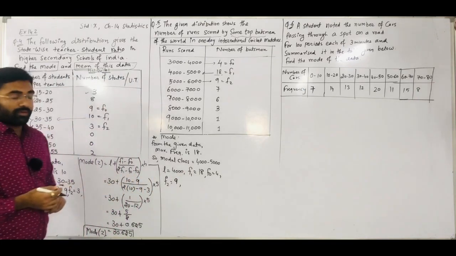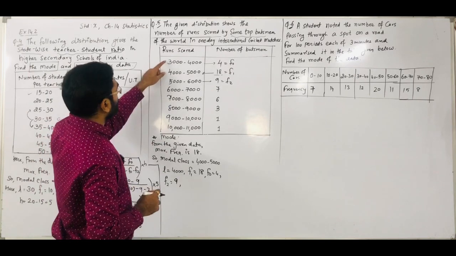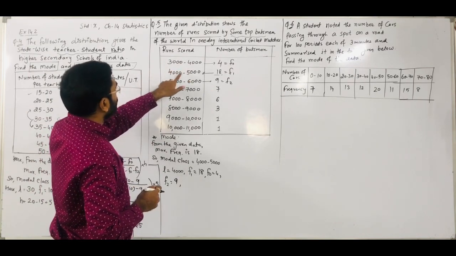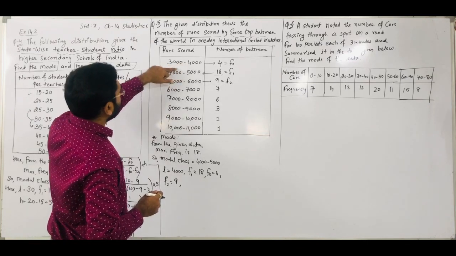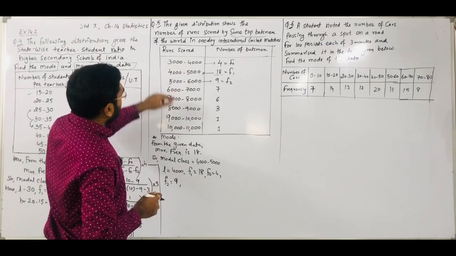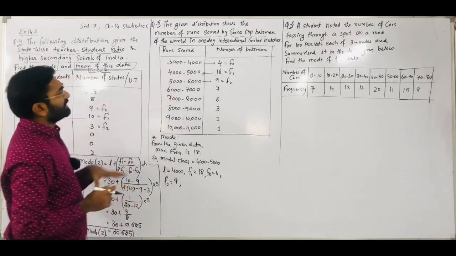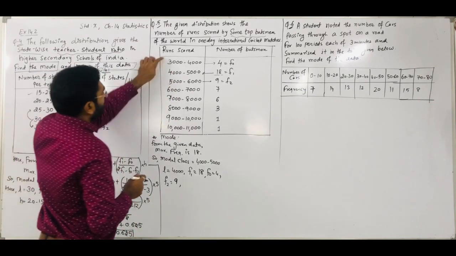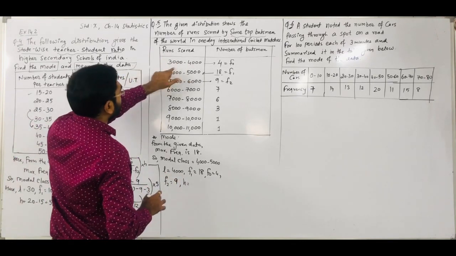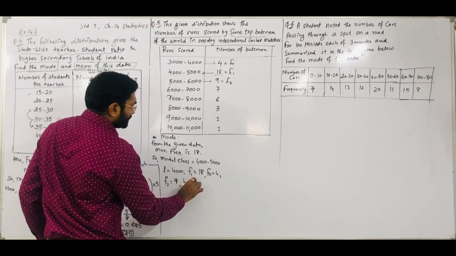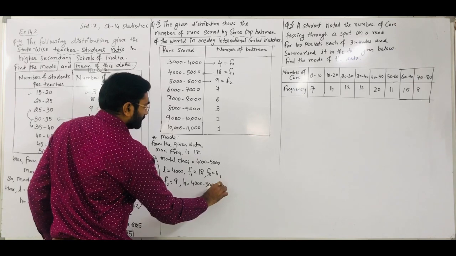Then we require the H value, the class size. Observe the classes 3,000 to 4,000, 4,000 to 5,000, 5,000 to 6,000. That way the data is given, and the classes are continuous. After observing every class, we see the class size is the same. So from the first class we can find the H value: upper limit minus lower limit, 4,000 minus 3,000. So the H value is 1,000.